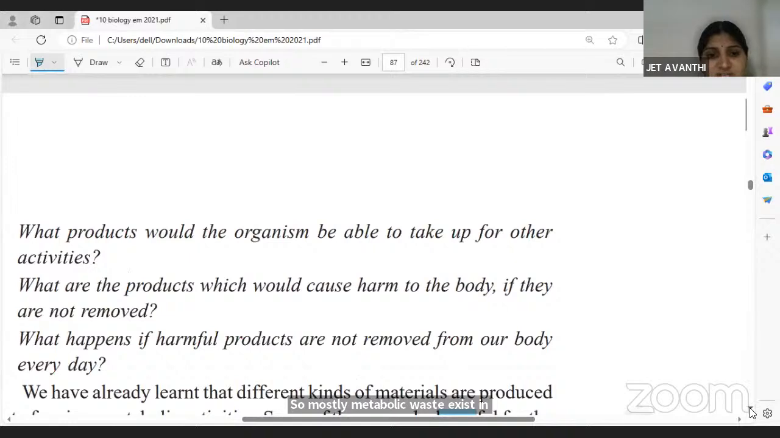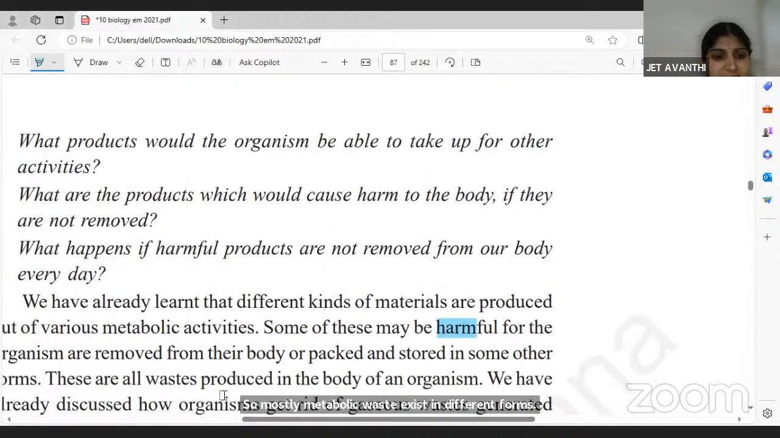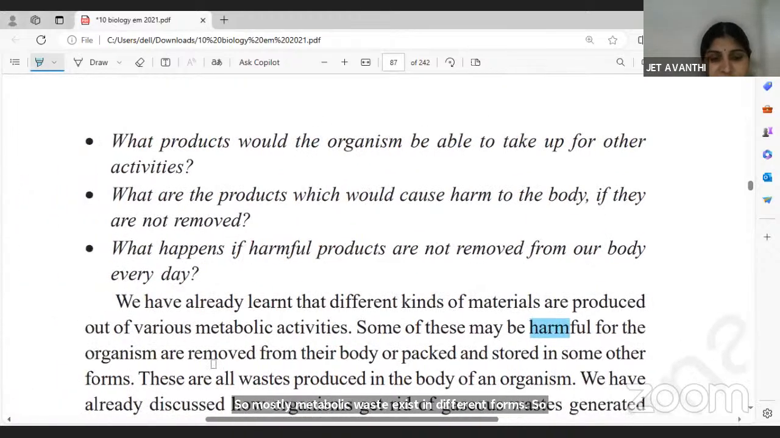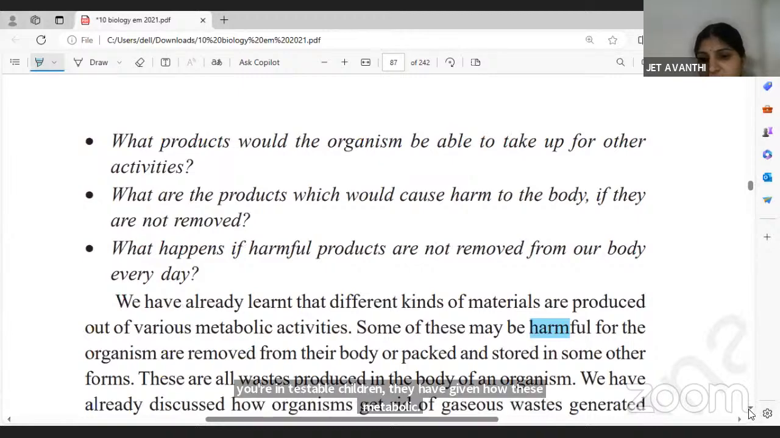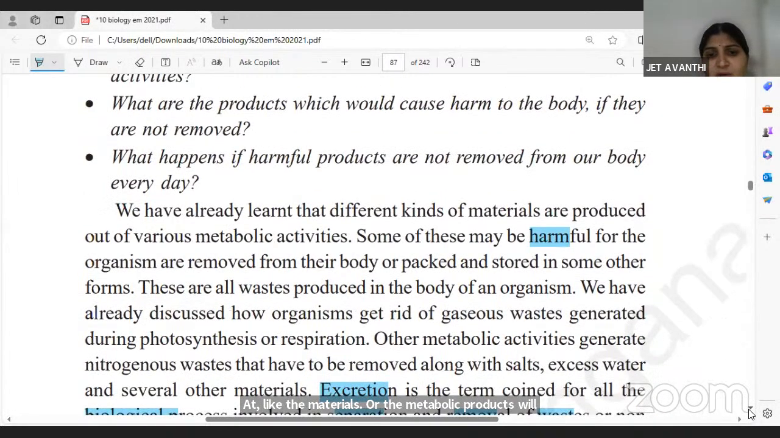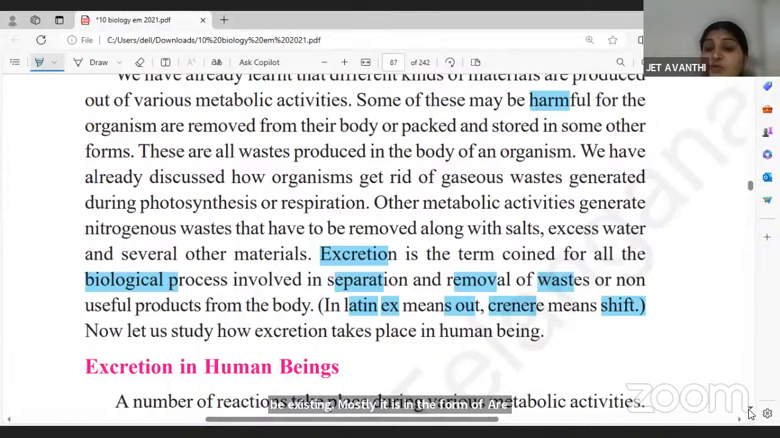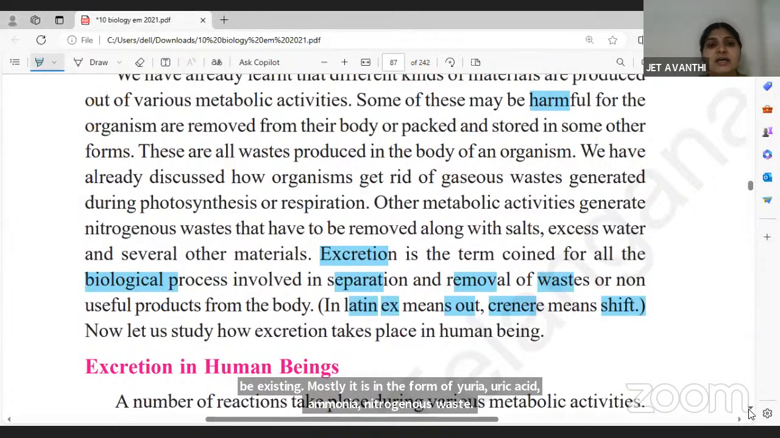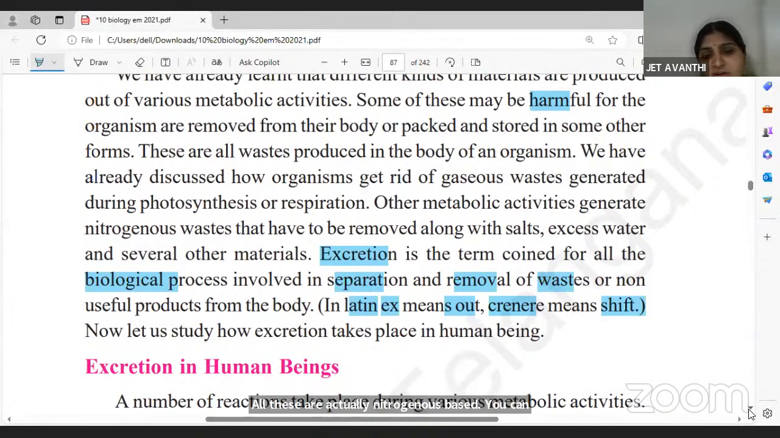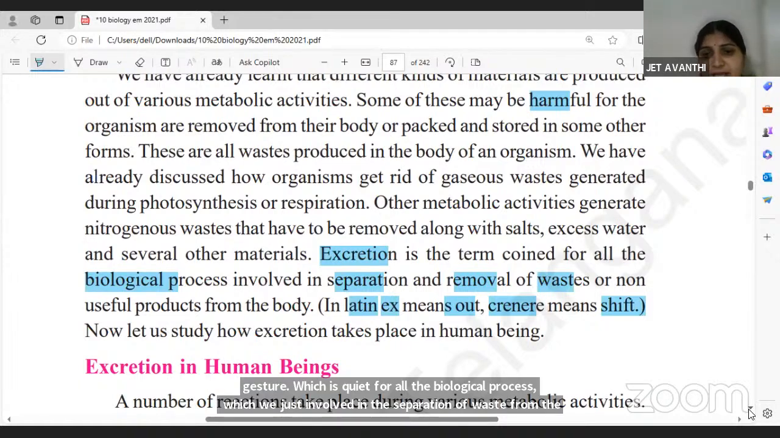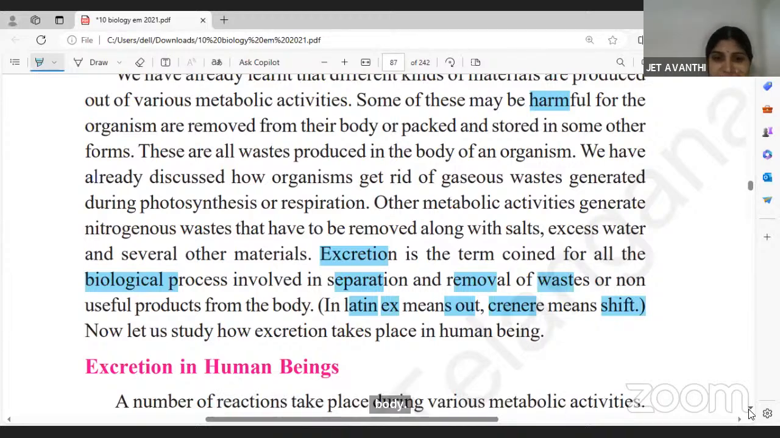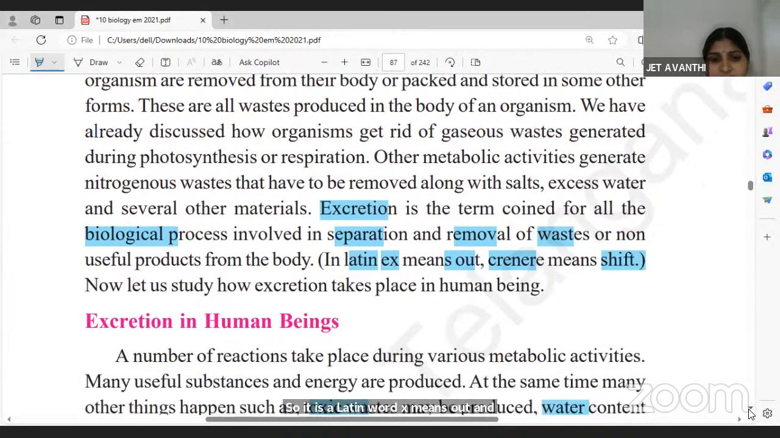So here in the textbook, children, they have given how these metabolic products will be existing. Mostly it is in the form of urea, uric acid, ammonia, nitrogenous waste. All these are actually nitrogenous waste. Excretion is a term which is coined for all the biological processes involved in the separation of waste from the body. It is a Latin word, ex means out and crine means to shift. You can just underline it, children.